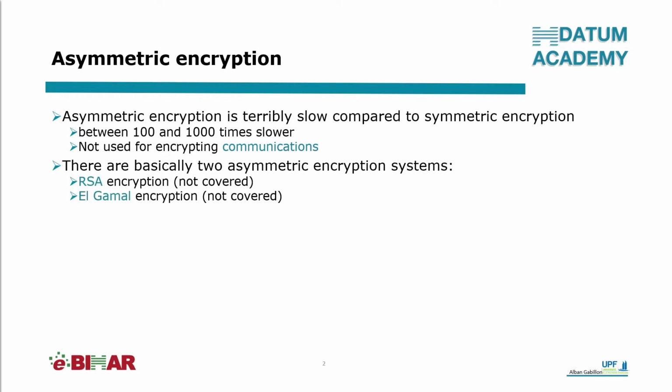There are basically two asymmetric encryption systems: RSA encryption, ElGamal encryption. I will present neither of them. Security of both algorithms is based on the difficulty to resolve a mathematical problem. Finding the factors of a large composite number for RSA and computing a discrete logarithm for ElGamal. But I will not deal with this. I will only present their common principles regarding encryption and decryption.